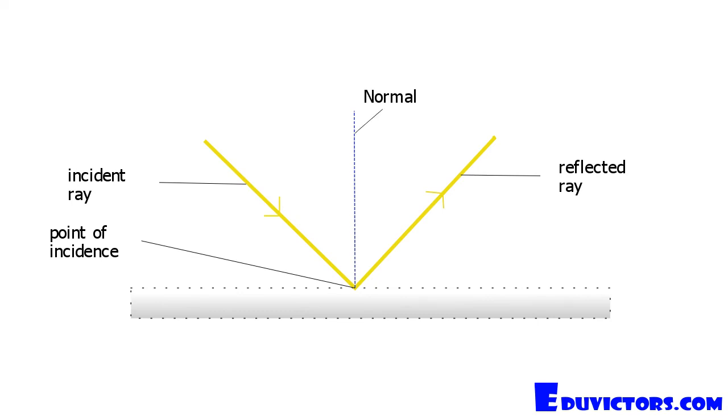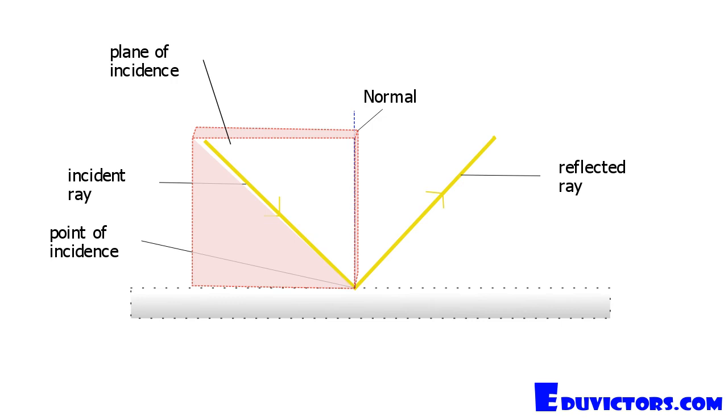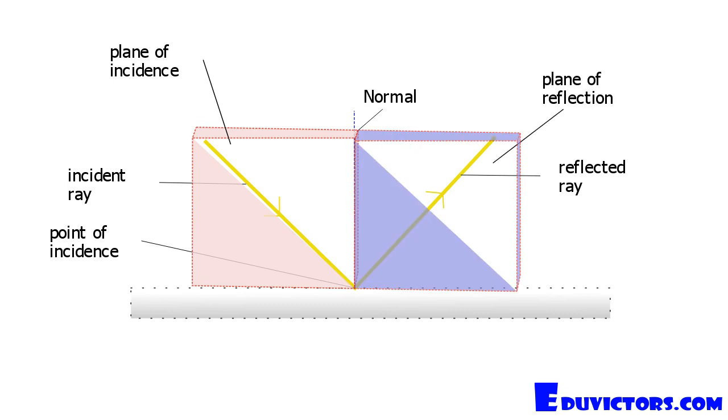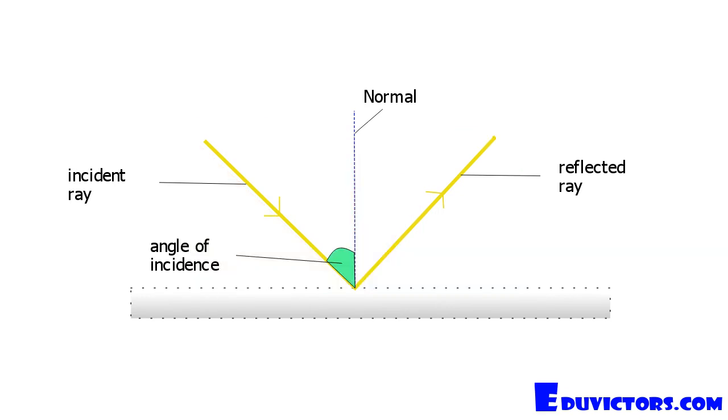Normal: a perpendicular drawn at the point of incidence to the reflecting surface is called normal. Plane of incidence: the plane containing the incident ray and the normal is called plane of incidence. Plane of reflection: the plane containing the reflected ray and the normal is called plane of reflection. Angle of incidence: the angle that incident ray makes with normal is called angle of incidence. Angle of reflection: the angle that reflected ray makes with the normal is called angle of reflection.